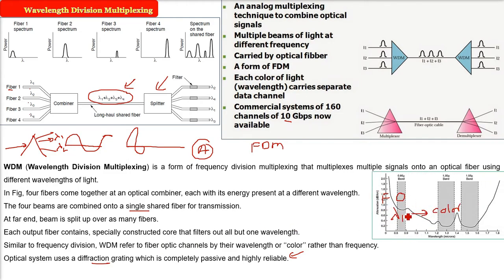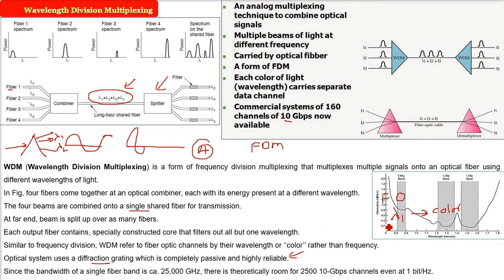When we were discussing fiber optics, I told you these are the bands we are taking. Since the bandwidth of a single fiber band is 25,000 gigahertz, theoretically there is room for 2500 10 Gbps channels even at 1 bit per hertz.